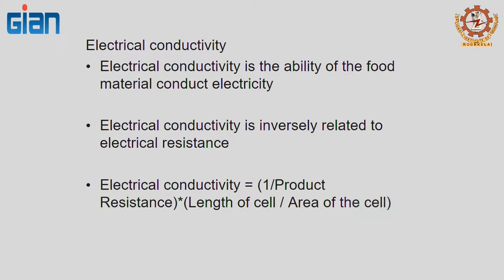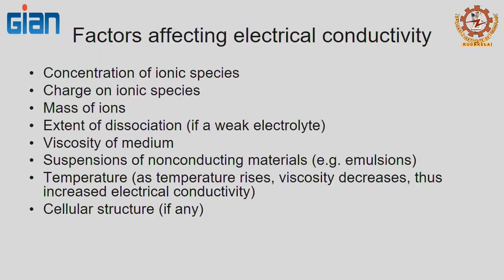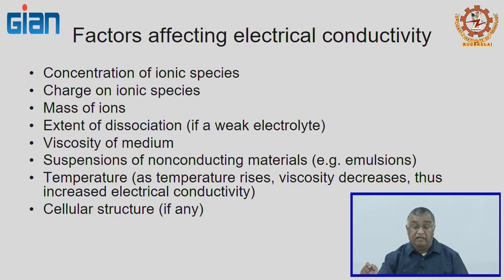So, we already talked about electrical conductivity, and we will now look at the factors affecting electrical conductivity. The electrical conductivity of the material is going to be affected by what type of salt ions you use, what type of dissociation they have, what type of viscosity the medium has, how quickly the temperature is increasing, cellular structures, and all those factors can affect the electrical conductivity values.